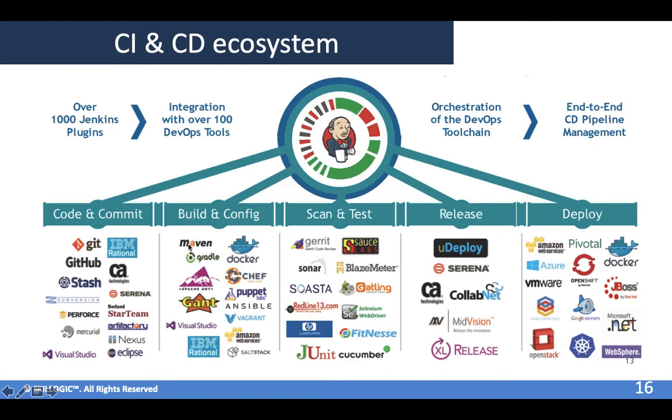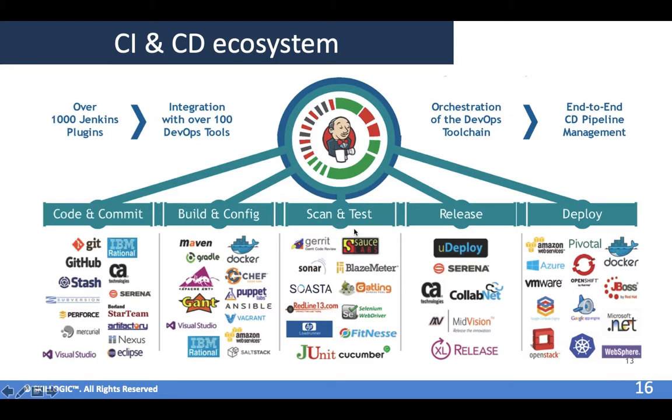For build, Maven is popular. For containerization, Docker is popular. For configuration management, Puppet and Chef are popular. Ansible is a lightweight version, and it's also becoming very popular nowadays because most companies prefer Ansible because it's simple and lightweight.